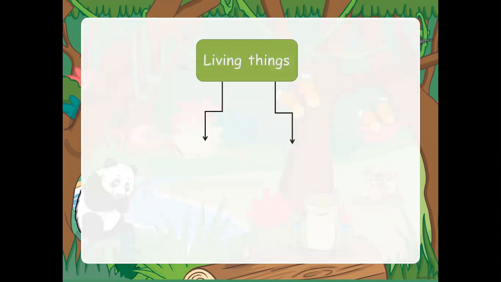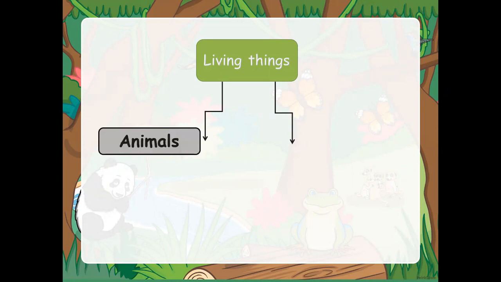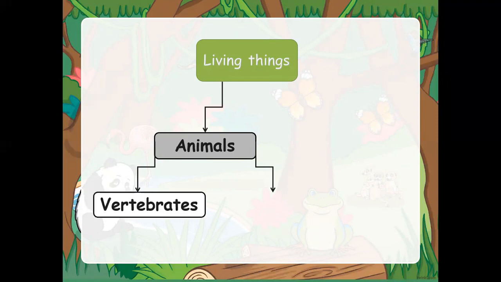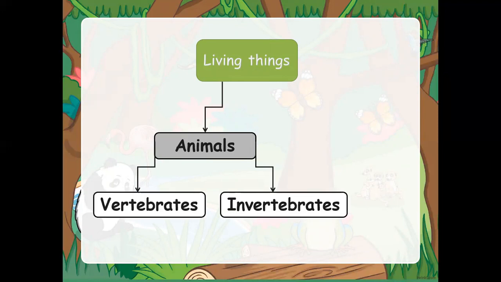I have living things. As you know, there are three types of living things: humans, animals, and plants. Animals include humans, okay? We are going to talk about animals today. The animals are divided into two groups, vertebrates and invertebrates.